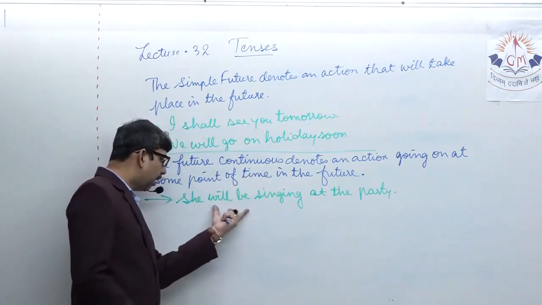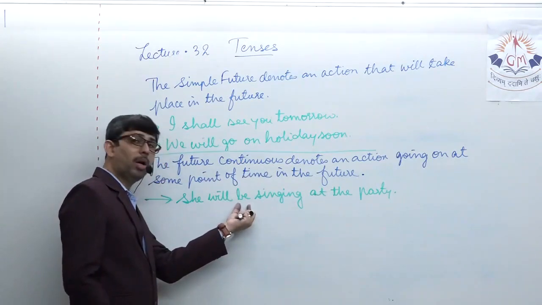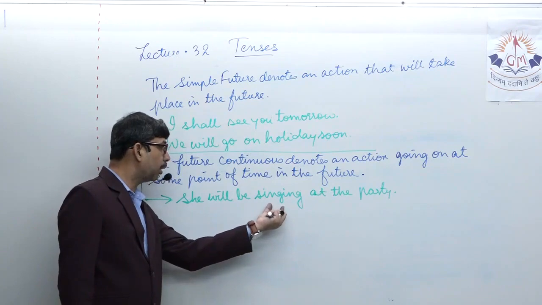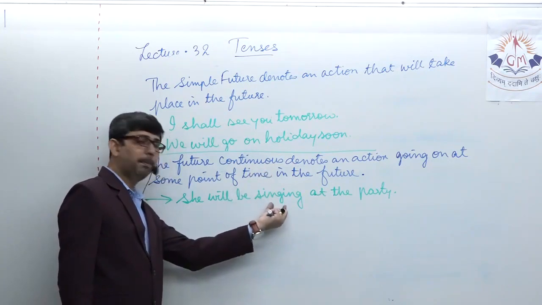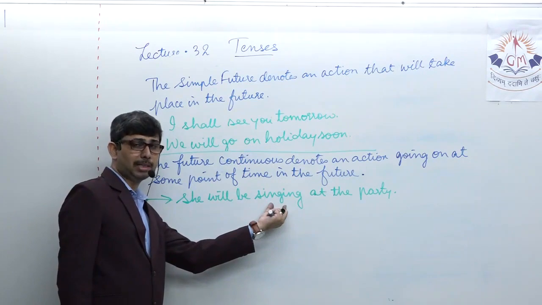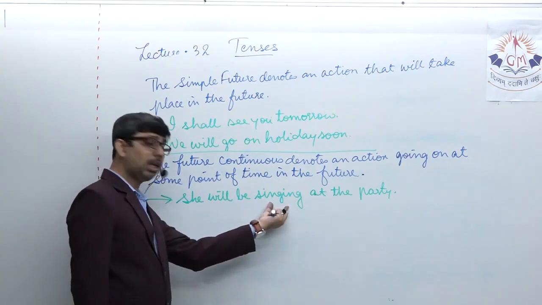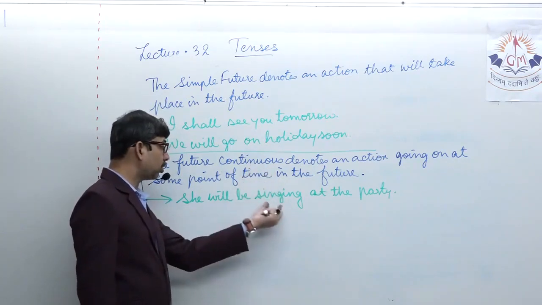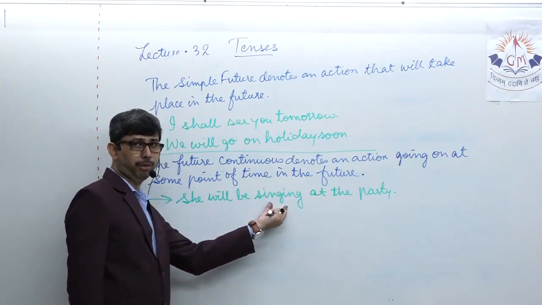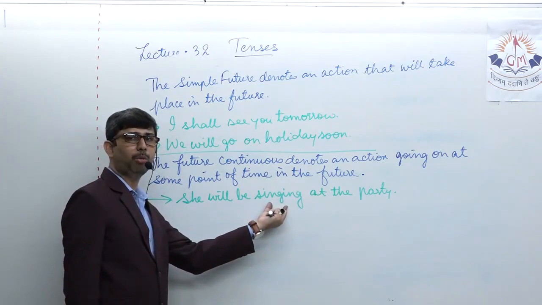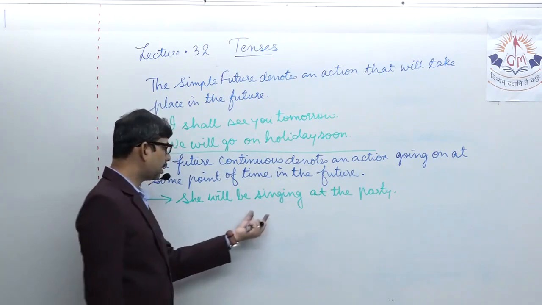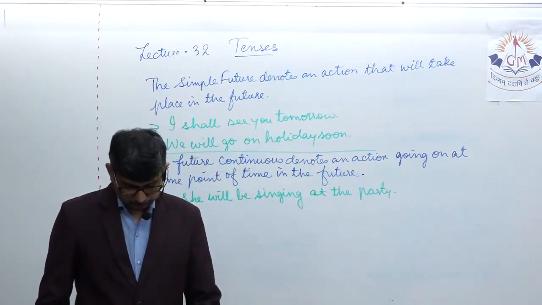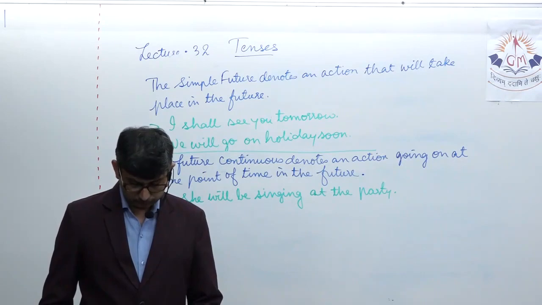And concentrate on the words will be singing. We require a word from the be family, an auxiliary verb, will be singing. And have a look over here, the word continuous. Therefore, compulsorily you have the ing form of the verb. As I kept on saying, without an ing form, a continuous cannot be formed. So whenever you hear continuous, it must strike your mind, the ing form of the verb, or what you call the present participle form too. She will be singing at the party. This was the future continuous form of the verb or the tense.